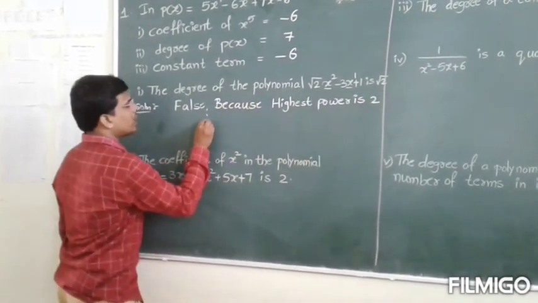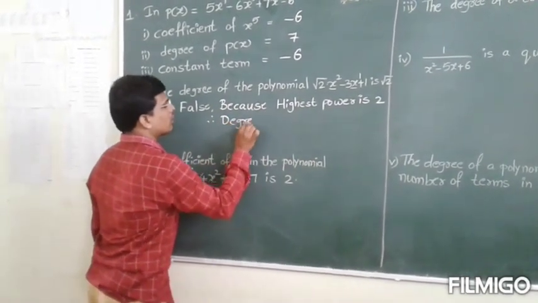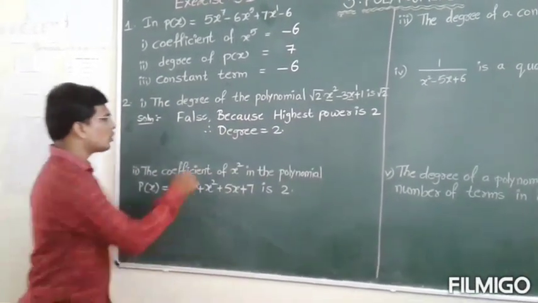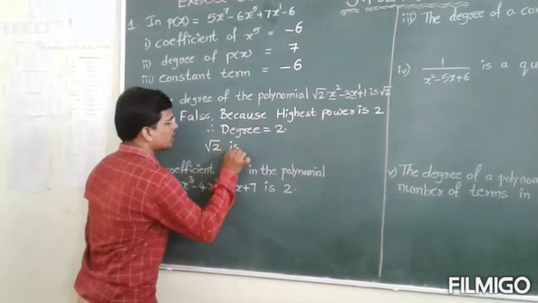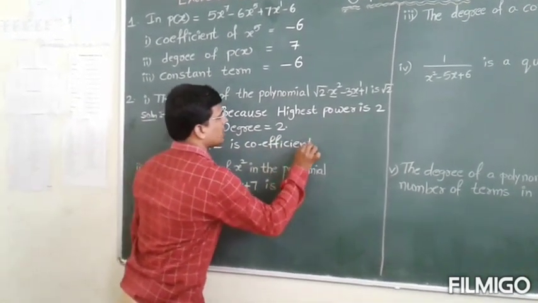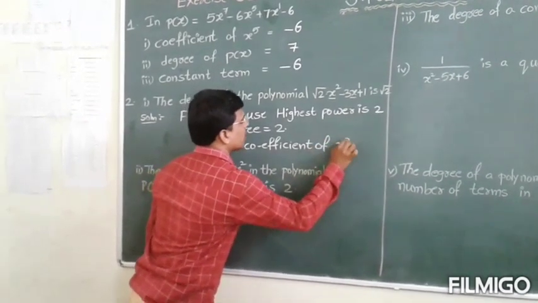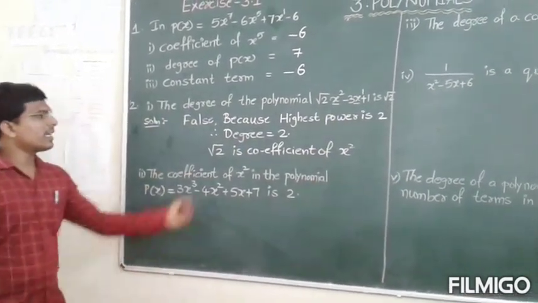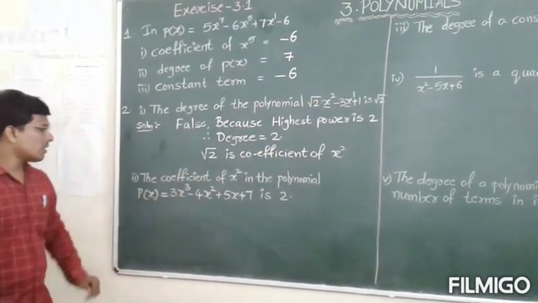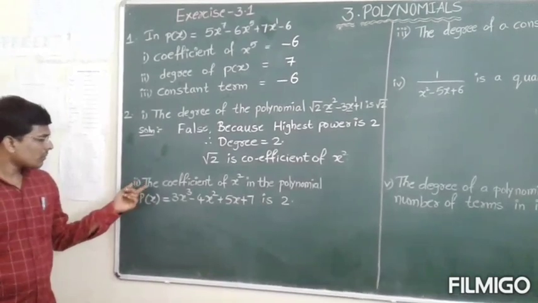Okay. Therefore degree also 2. Then what is root 2 there? Root 2 is a coefficient of x square. So actually the degree is 2, but if given wrong, that is root 2 has given. Next, going to second question.